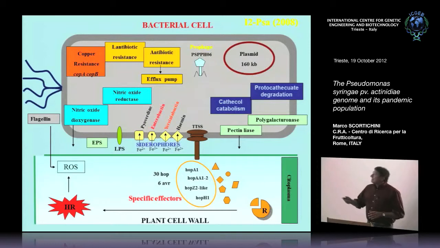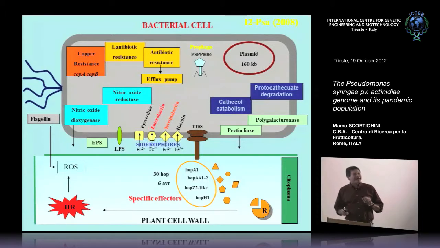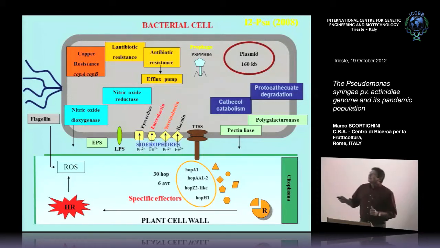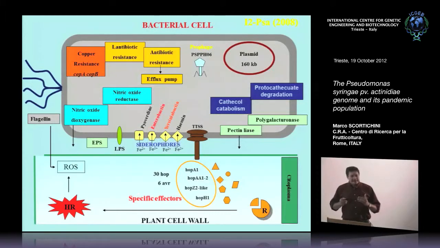What are the main differences? It takes these prophages. It has antibiotic and copper-resistance genes, but also this lantibiotic. Lantibiotic is an antibiotic produced by a gram-positive bacterium, Streptomyces. Streptomyces, you know, is a large category of antibiotic-producing microbes, and this new population has evolved this set of genes to face this antibiotic.